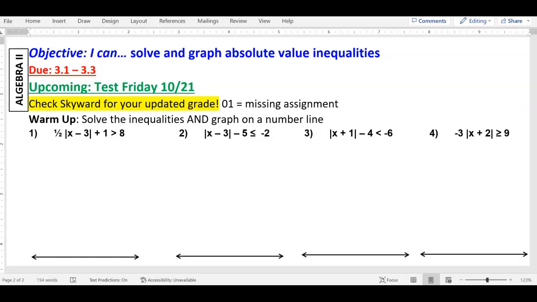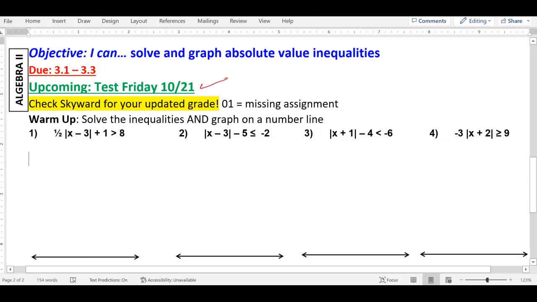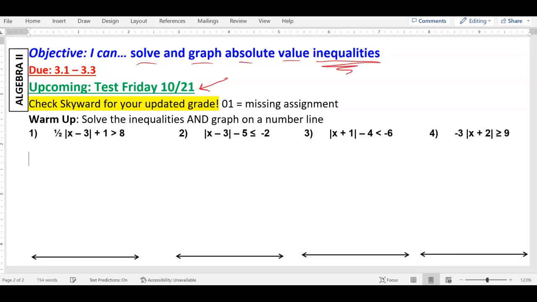All right, Algebra 2, remember there's a test on Friday. Sorry I'm not here today, but y'all can still do this assignment for 3.4. You're solving and graphing absolute value inequalities.